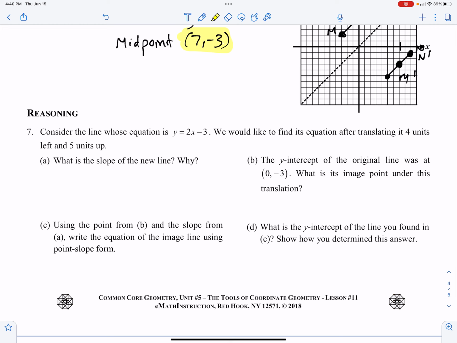All right, now our final question, number 7. Consider a line whose equation is y equals 2x minus 3. We would like to find the equation after translating it 4 units to the left and 5 units up. What is the new slope of the line and why? Well, the slope of this line is 2. The slope of this new line is also 2.